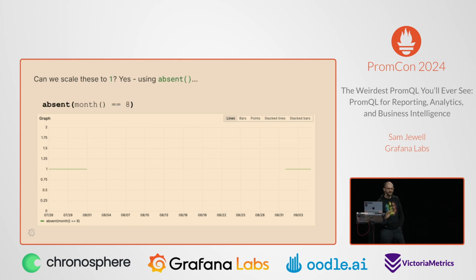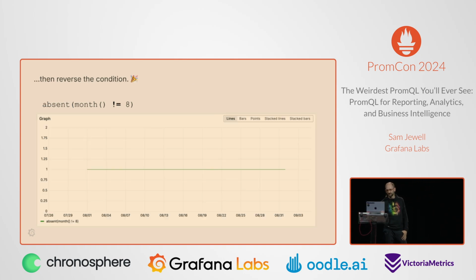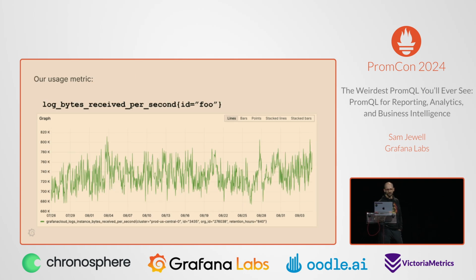The way we're going to try and do this is we'll introduce absent. Absent always has the value 1, so it's nice in that regard. And when we put month equals 8 into absent, you can see, OK, that metric we had before was absent. And that's why we get the value 1 in July and in September. And then we can reverse the condition. If we do that, we'll say, OK, what about when the month was not equal to 8? Where is it absent? It's absent in August. Fantastic. OK, so now let's try and multiply this by our usage metric. First of all, that's the usage metric. Fine.